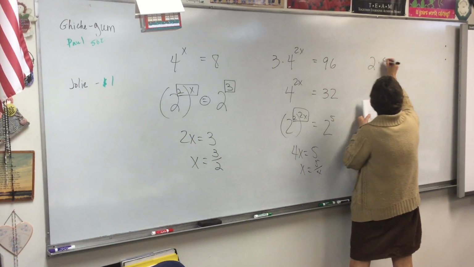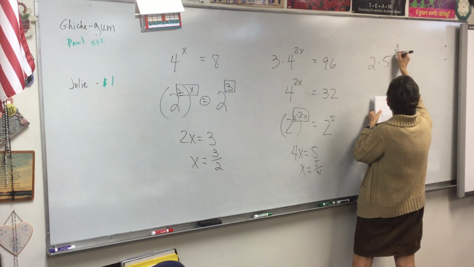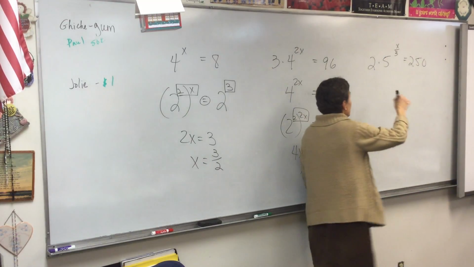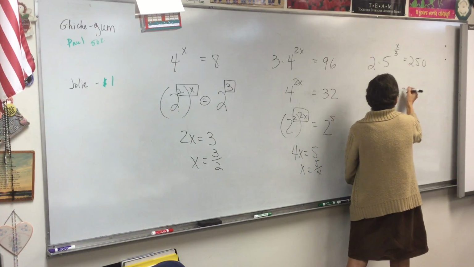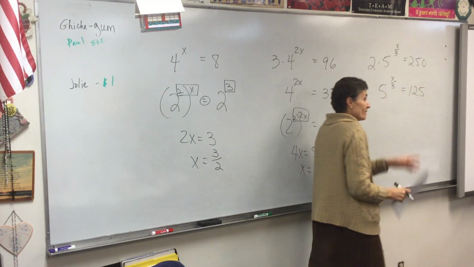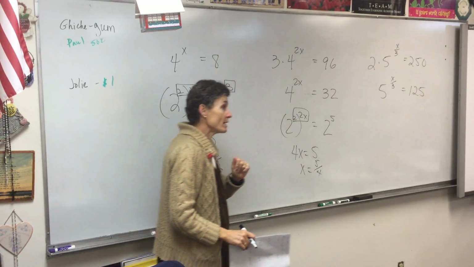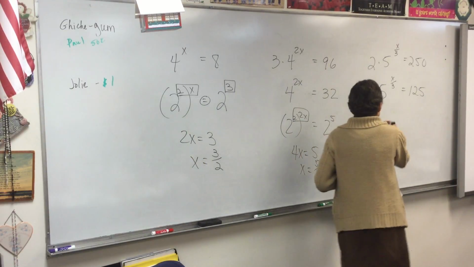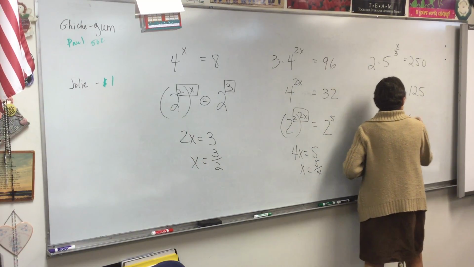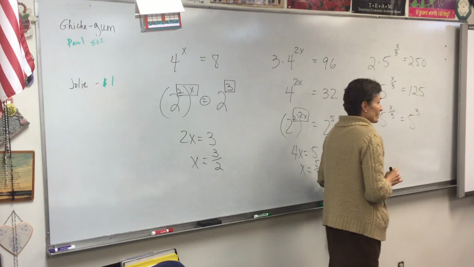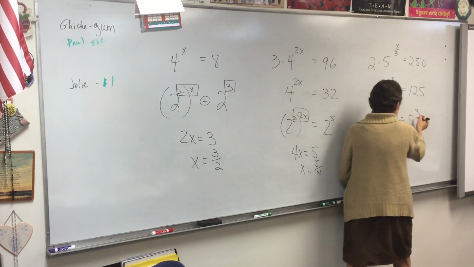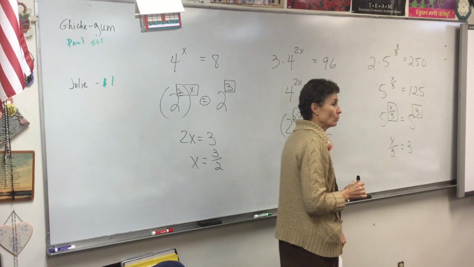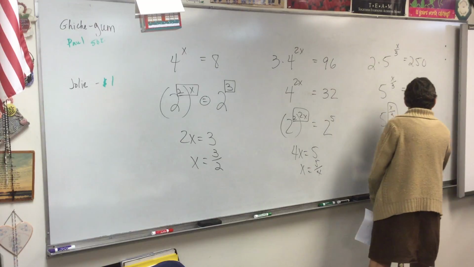No, never mind. 2 times 5 to the x over 3 equals 250. Step 1, divide by 2. So 5 to the x over 3 equals 125. Now, is 125 5 to something? It's 5 to the third. So 5 to the x over 3 is 5 cubed. So that means that x over 3 is 3, which means x must be 9.